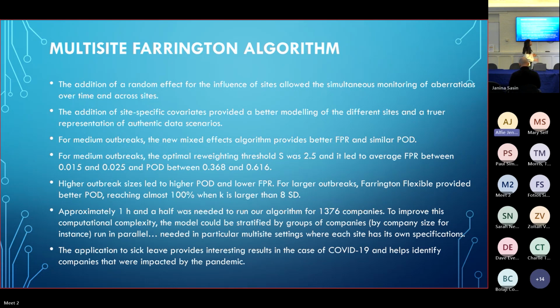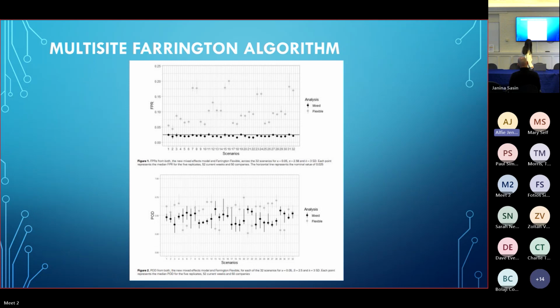And we also found some interesting results with the multi-site algorithm regarding COVID-19, and I will talk about these in the next slides. So if you look at the graphs, you can now see an illustration of the previous summary that I just talked about. The top graph is the false positive rate for the Farrington flexible algorithm, the existing algorithm, versus the new mixed algorithm. So in black, we have the new mixed algorithm. In gray, we have the existing one.